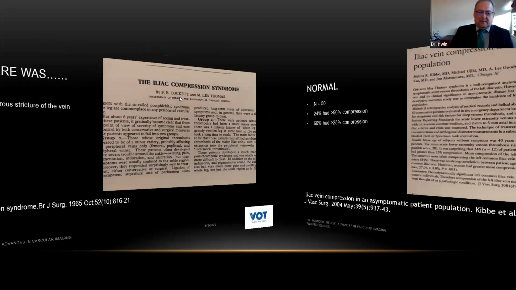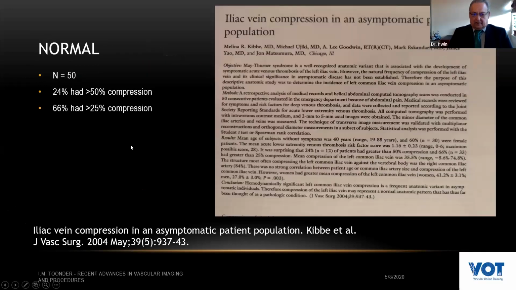In normal people, and this is a well-known article, you see Kibbe being quoted and referenced in many articles, many publications, who showed that in 24% of the cases that he was looking at, in 50 normal patients, and what he saw was that there was more than 50% compression at the level of the common iliac vein, and in 66% even had 25%. So compression is quite common and not unusual.